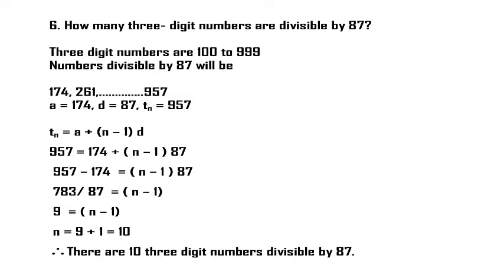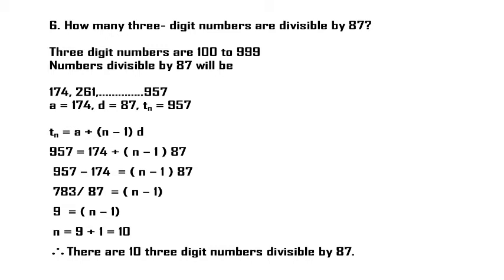Then add 87 to the first term. The second term is 261. Then what is the last term? As 999 is not divisible by 87, use your divisibility test knowledge and find out what is the last term which is divisible by 87. In this problem it is 957. So listing of an AP is a challenging job in this particular question.